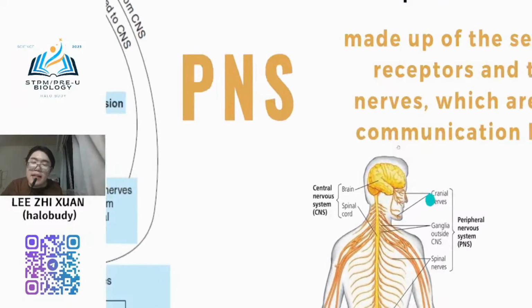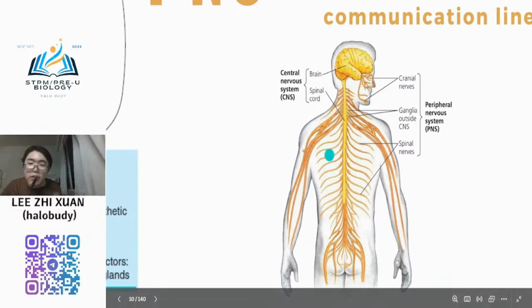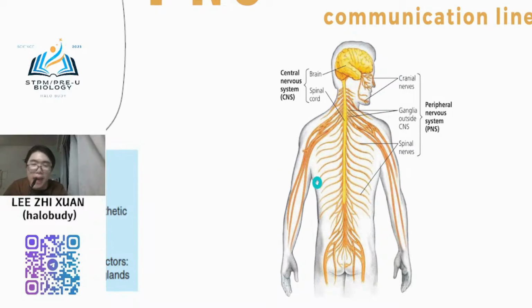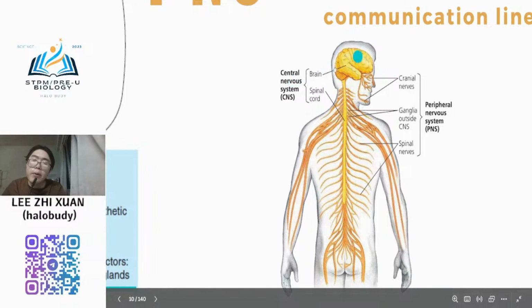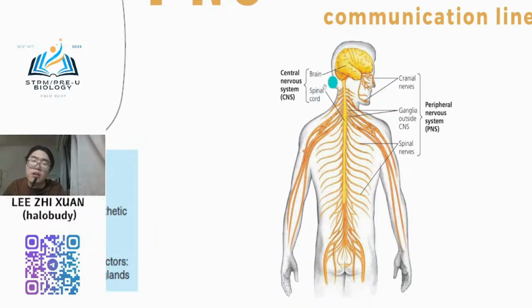So if you see this diagram, this is the diagram that you may see in SPM. Normally central nervous system, as the name mentions central, is located at the central part. So our brain and also spinal cord and also the nerve cell located in the eye that connects with the brain are known as the central nervous system.